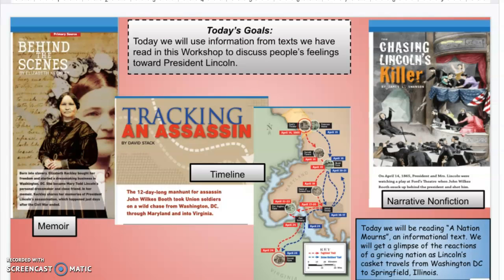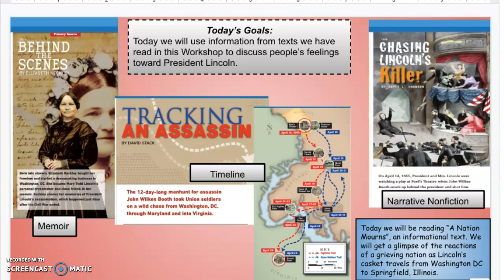Now, you'll notice on this slide, I have shown the different texts that we have used or have gone over in Workshop 4. You'll see we've done a memoir with behind the scenes, a timeline on tracking an assassin, and a narrative nonfiction, Chasing Lincoln's Killer. And so our goal for today is that we're going to use information from these 3 texts and then adding what we're reading today in order to discuss people's feelings towards President Lincoln.